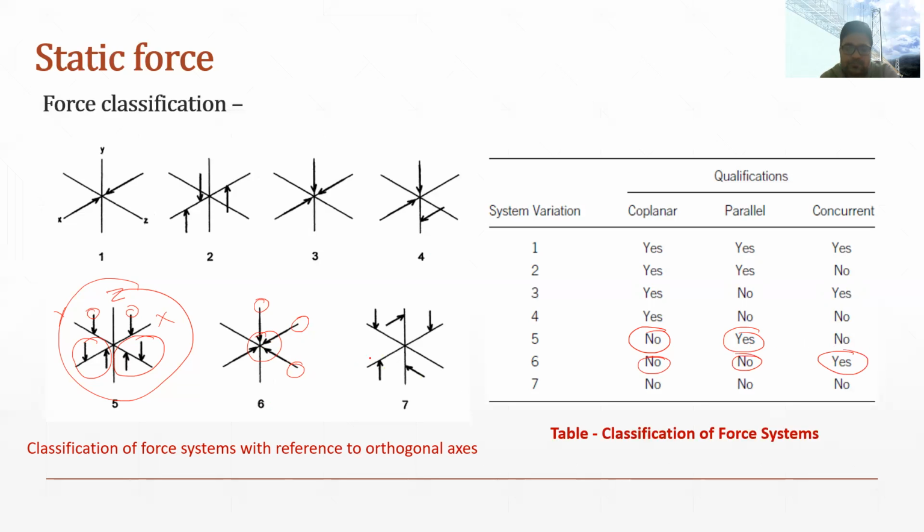Similarly, the seventh system is not coplanar, not concurrent, and also not parallel. So the seventh system is explaining all three classifications. I hope this classification of force in terms of coplanar, parallel, and concurrent is now understood.